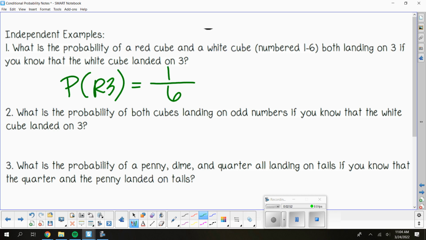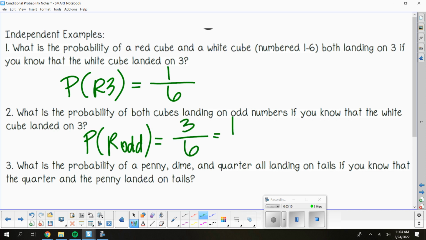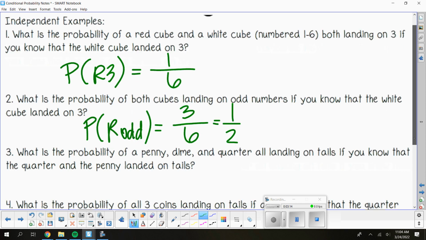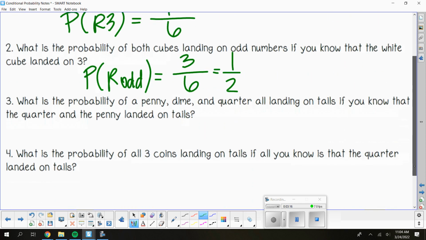What is the probability of both cubes landing on an odd number if you know that the white cube landed on 3? So the white cube already successfully did this. Again, it has no effect on my red cube. So essentially, I just want to know the probability of red being odd. Well, of my 6 numbers, there are 3 total odd numbers. So that's 1 half.